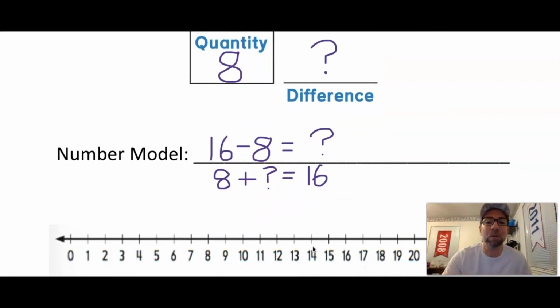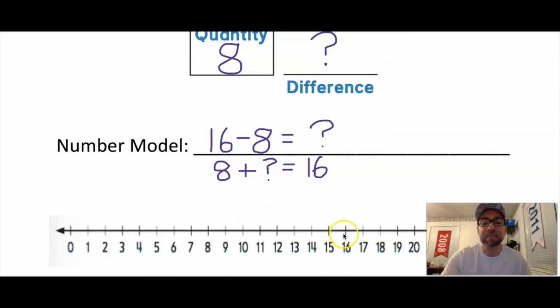Let's try it on our number line. I could start at 16 and I can count back 8. 1, 2, 3, 4, 5, 6, 7, 8. Where do you land? I landed on the number 8. Now, I can also solve this problem by starting at the number 8, stopping at the number 16. So my little q is 8, my big Q is 16, and I have to just count up to connect them. 1, 2, 3, 4, 5, 6, 7, 8.